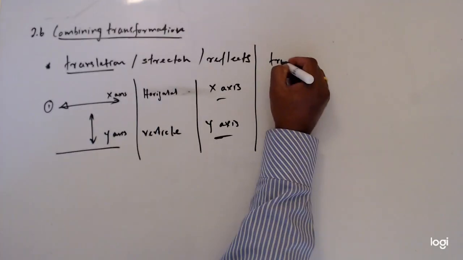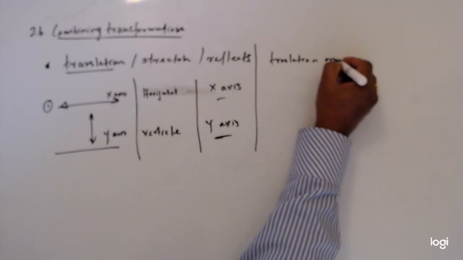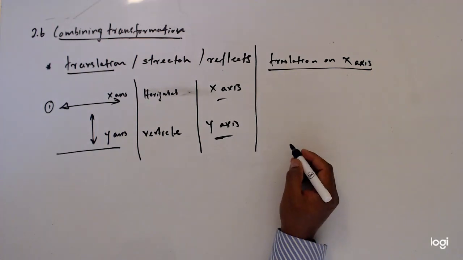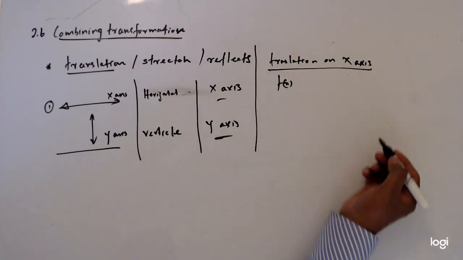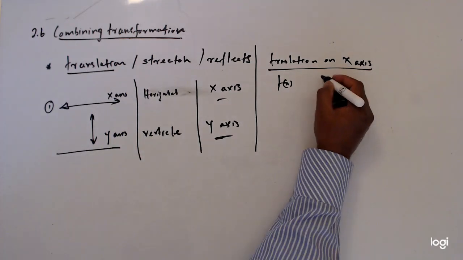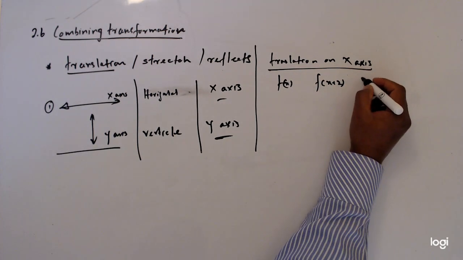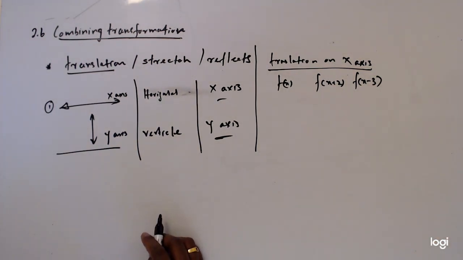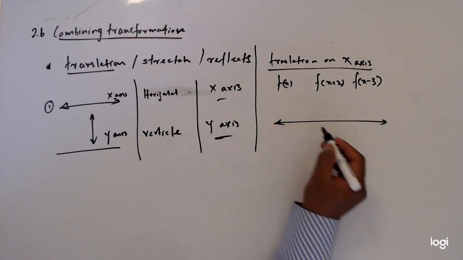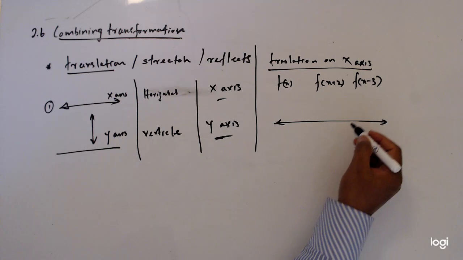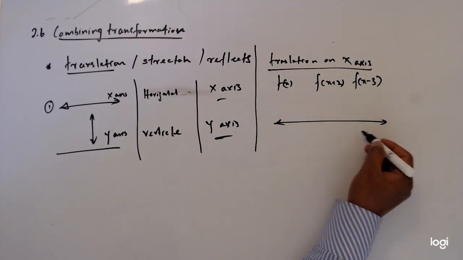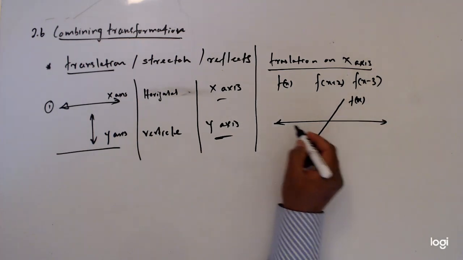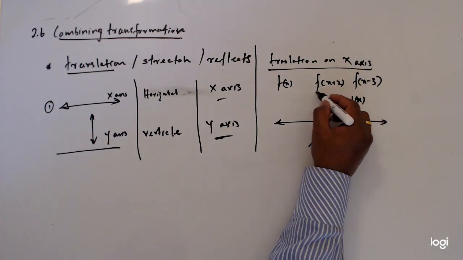Translation on the x-axis. So if this is f(x), the graph is f(x), then you can see f(x+2) or f(x-3). Those are two examples. It means you are moving a graph along the x-axis. Assume this is the graph f(x). Now, what is f(x+2)?